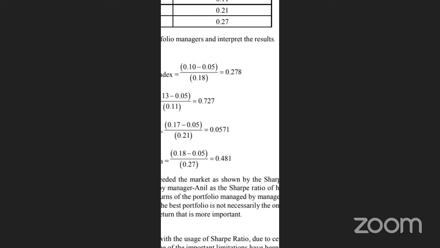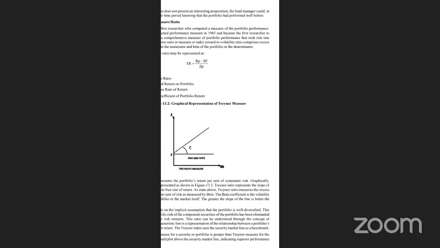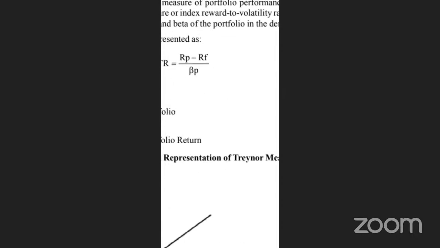So Treynor's measure, or the measure of reward to volatility, as we can also call it, comprises the excess return or risk premium in the numerator and the beta of the portfolio. If you look at Sharpe's ratio, it is RP minus RF divided by risk on portfolio. If you look at the Treynor ratio, this is beta of portfolio. The same RP minus RF will be there, but here beta of portfolio will be there.